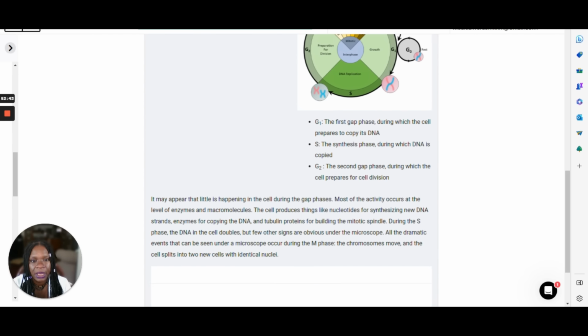So the G1 is going to be the very beginning. Always remember that. It's going to be the first gap where the cell prepares by copying its DNA. That's the first step, okay?